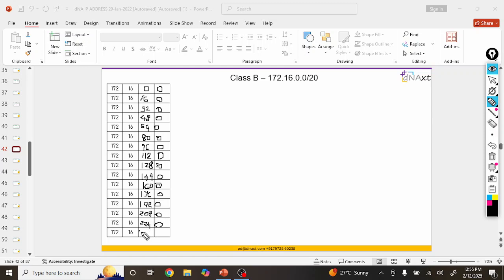224.0, and 240.0. Now always remember, the subnet mask for /20 that we just wrote on the previous slide is 255.255.240.0, right? So 240.0 will always be your last subnetwork. If you add 16 after that, it becomes 256, which is not valid. So this is how many subnetworks we got: 16 subnetworks, with an increment of 16.